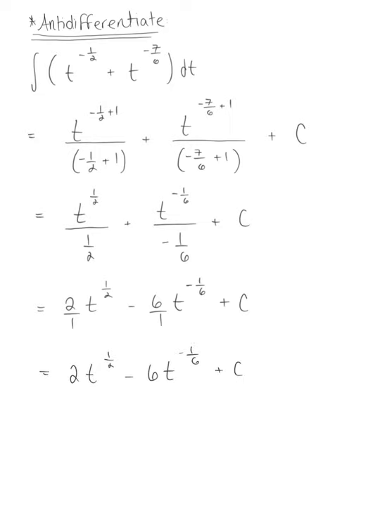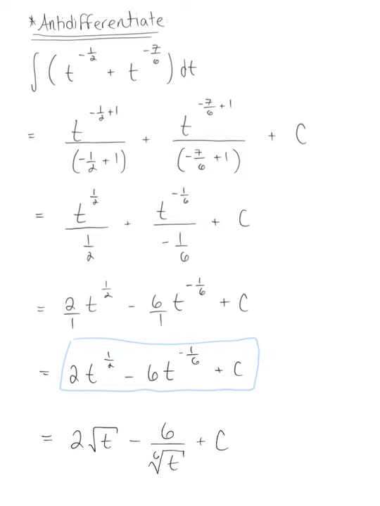And this is a beautiful final answer. There's nothing wrong with this form. Alternatively, if we want, we could further rewrite this and say that this is 2 times the square root of t minus 6 all over the 6th root of t plus c. So whichever form you pick, just be mindful of your algebra.